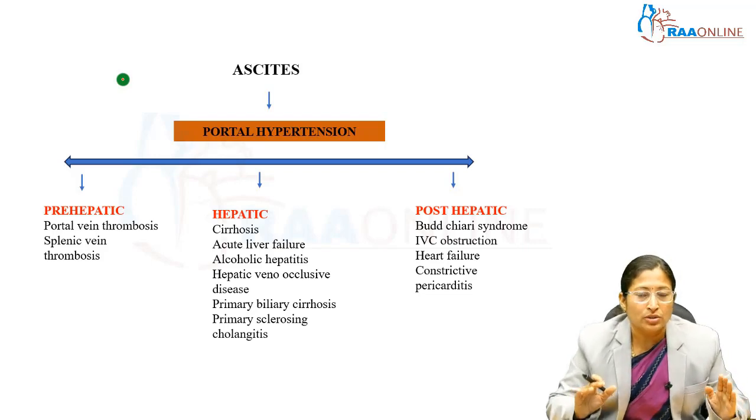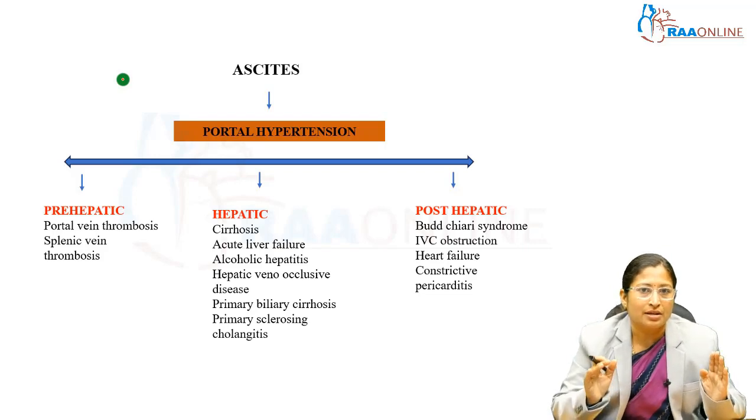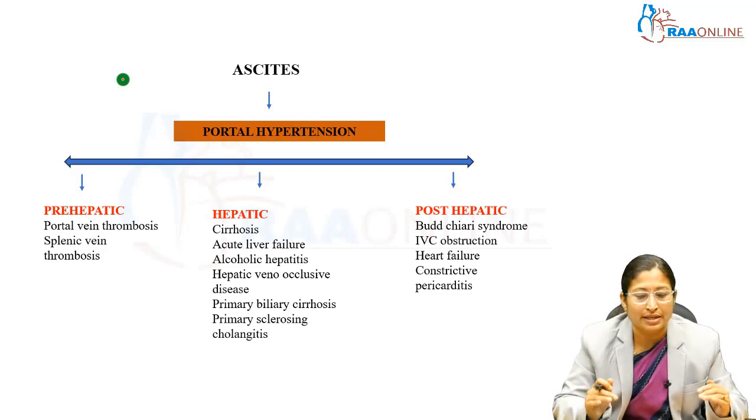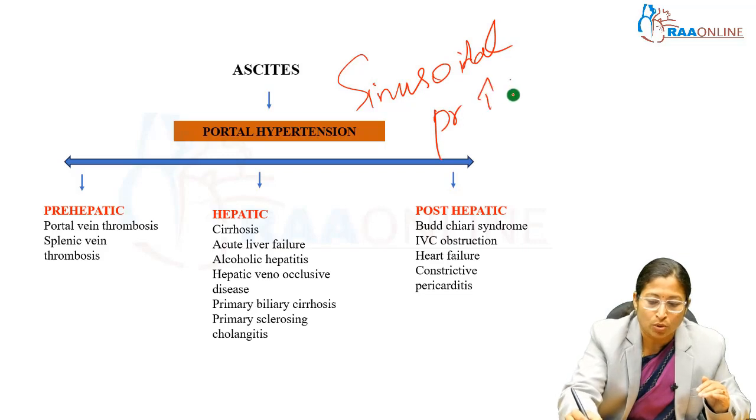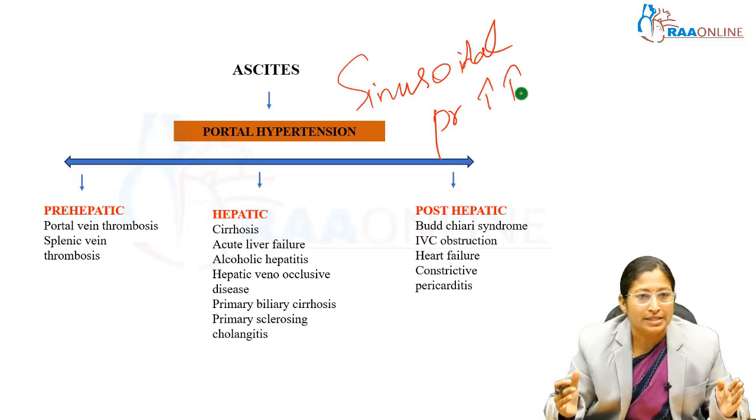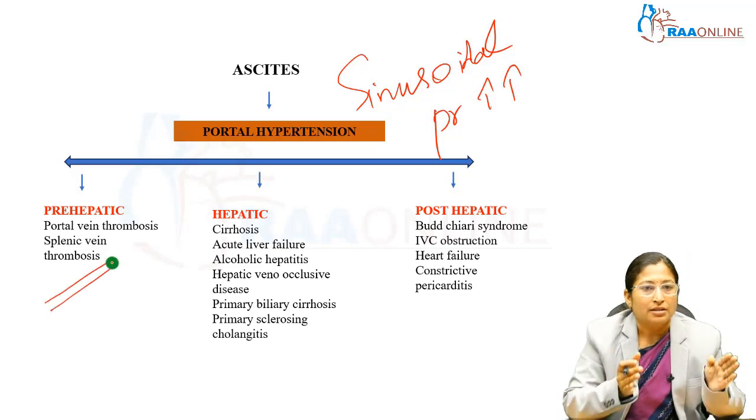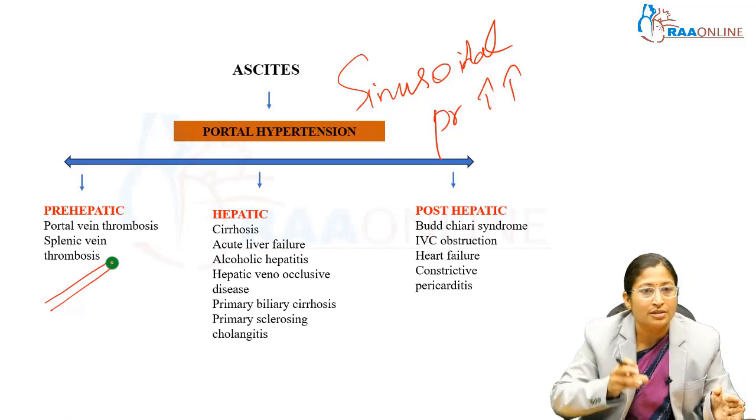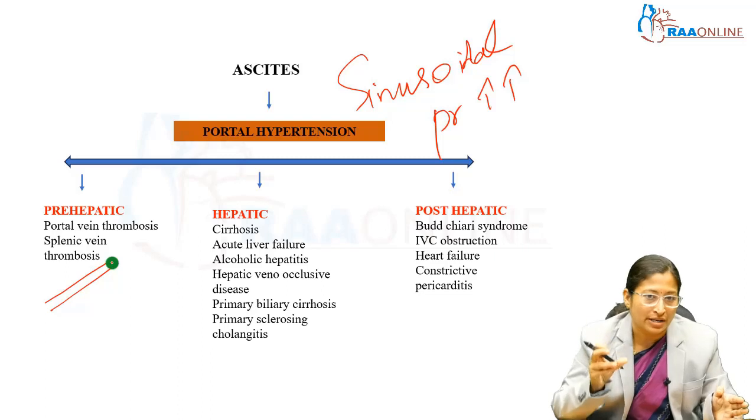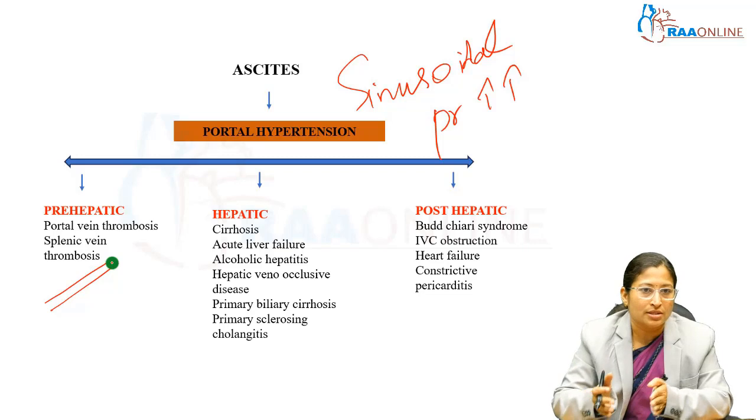So here I would like to introduce another important concept. Portal hypertension usually causes ascites in the presence of sinusoidal hypertension. So the hepatic sinusoidal pressure should be raised to result in formation of ascites. A simple prehepatic cause alone, like an isolated portal vein thrombosis, may not result in ascites because it doesn't increase the sinusoidal pressure. Usually it is along with cirrhosis or some other causes that it can result in ascites.